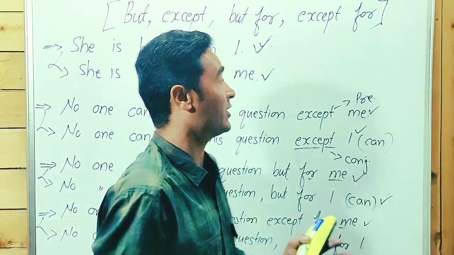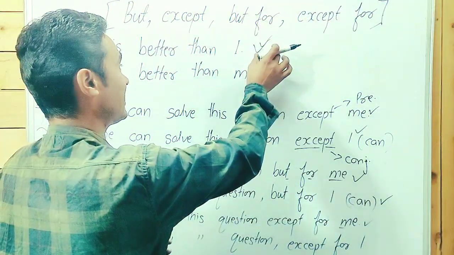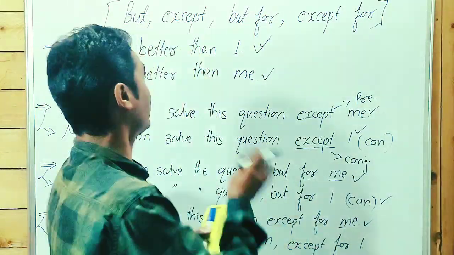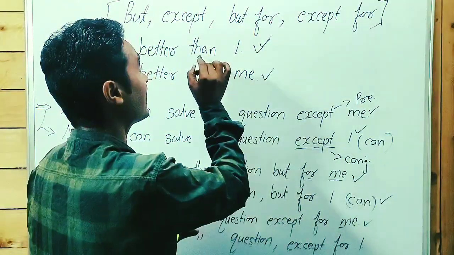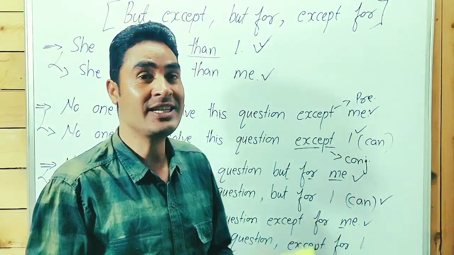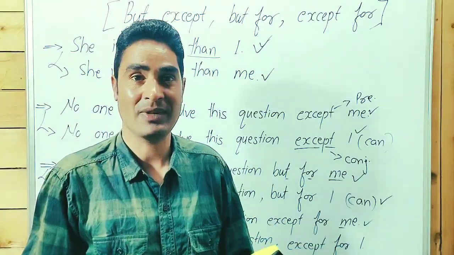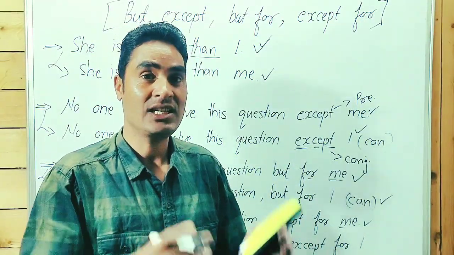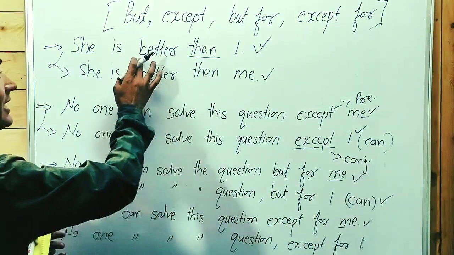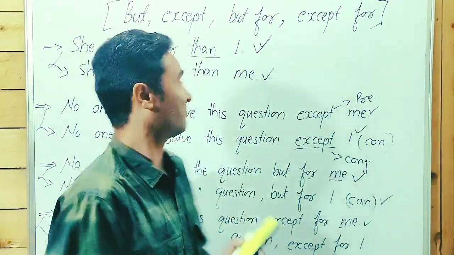But why? Point to be noted here. She is better than I. After that, am, the verb, is understood over here. Than is a conjunction over here. After a conjunction we use I am. She is intelligent than I am. It means she is intelligent, I am intelligent. Two sentences can be written: she is intelligent, I am also intelligent.